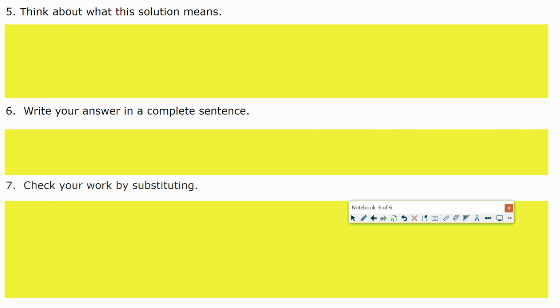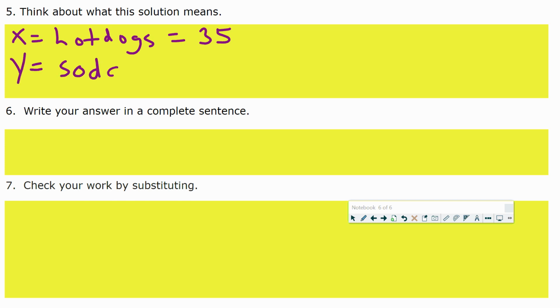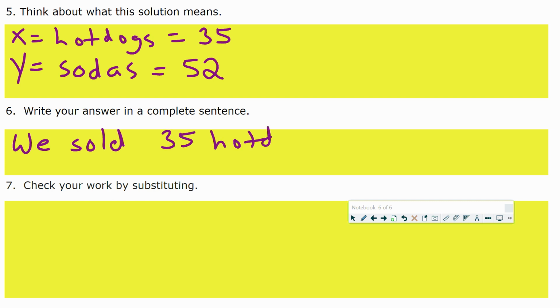All right, so then what does a solution mean? So it means that there were 35 hot dogs, x equals hot dogs, which is 35, and y equals sodas, which was 52. So I answer in a complete sentence. So we sold 35 hot dogs and 52 sodas.